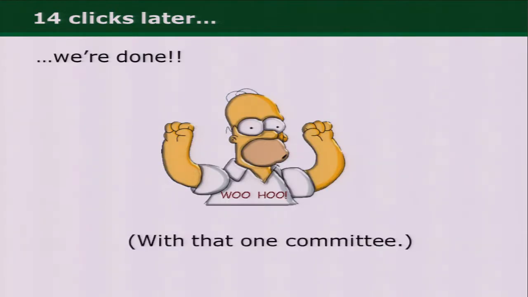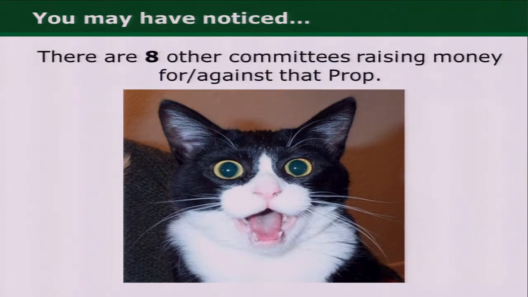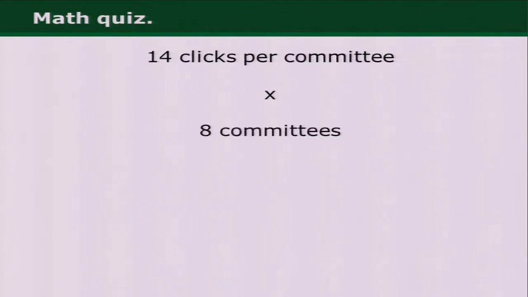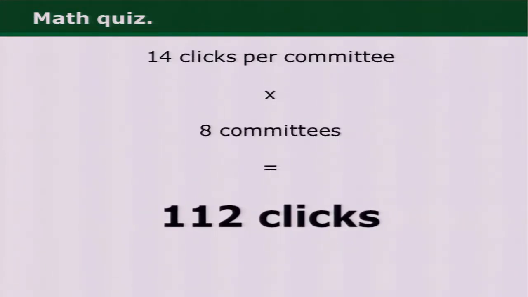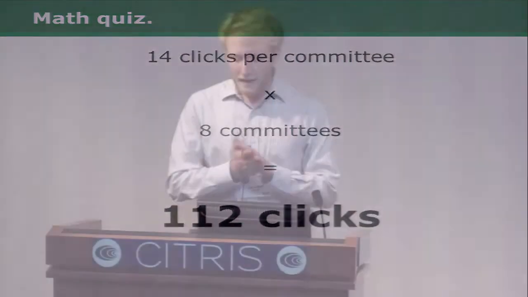Hooray. Except that it's just that one committee, and you may have noticed that there are 8 other committees that also support and oppose this ballot measure. So a little bit of quick math: 14 clicks per committee times 8 committees equals 112 clicks. So you probably are sitting there saying, Jay clearly chose the proposition that has a ton of committees because he wants to make a point. Well, no, that's not even the case.